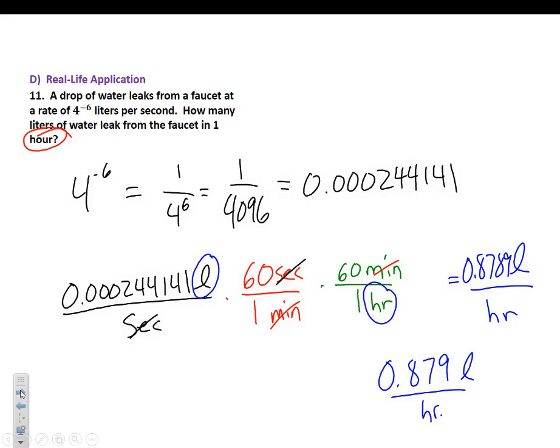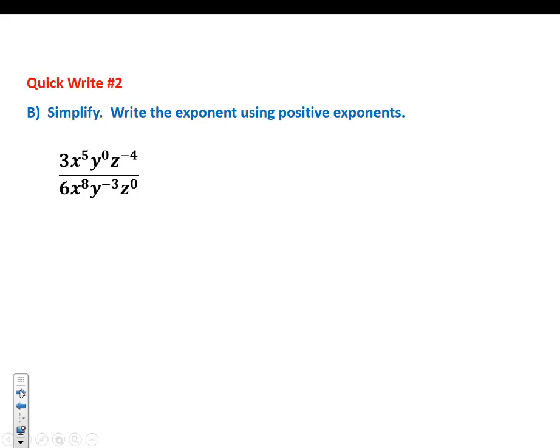Well, there we have it, ladies and gentlemen. We've done our examples. We have one more quick write. Go ahead and pause the video and see what you can do. Just remember, divide everything up. After you write this down, you're going to do each common base one at a time, following the rule with that, so that you can then come up with the final answer using all the rules of exponents that we have learned.